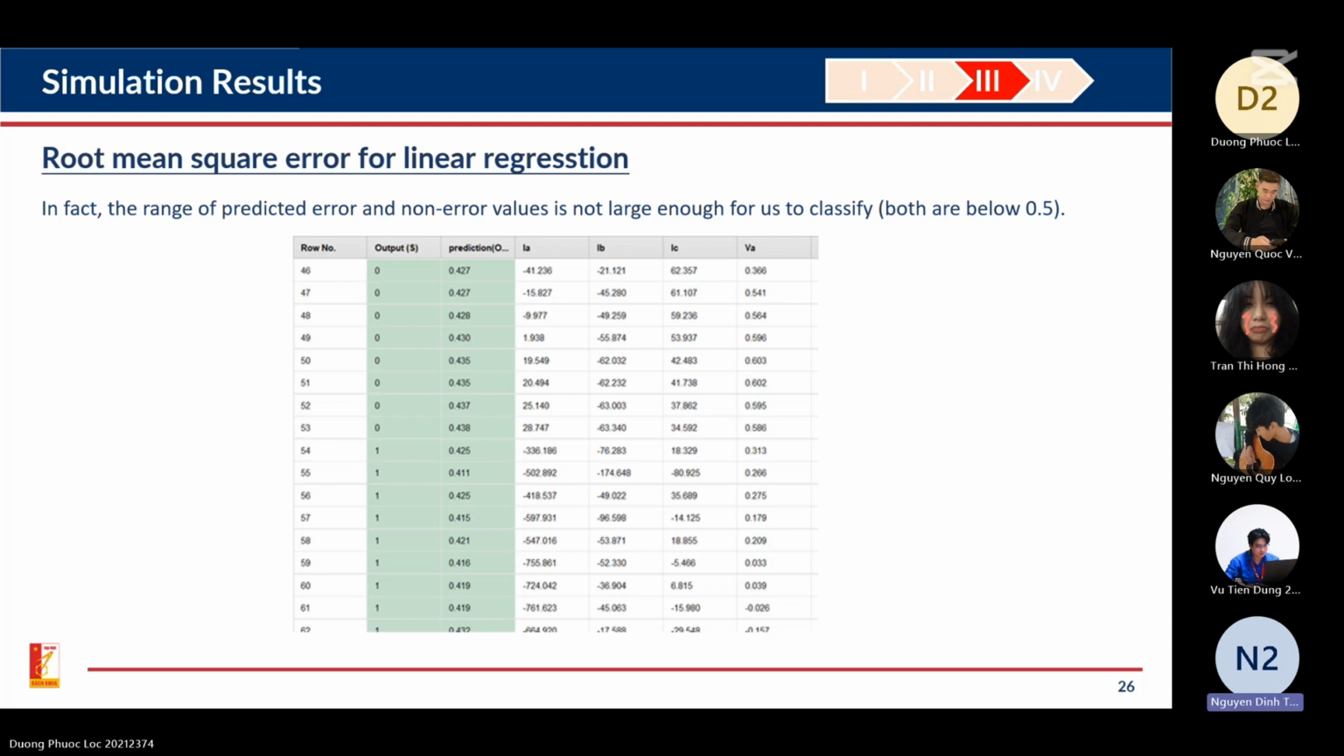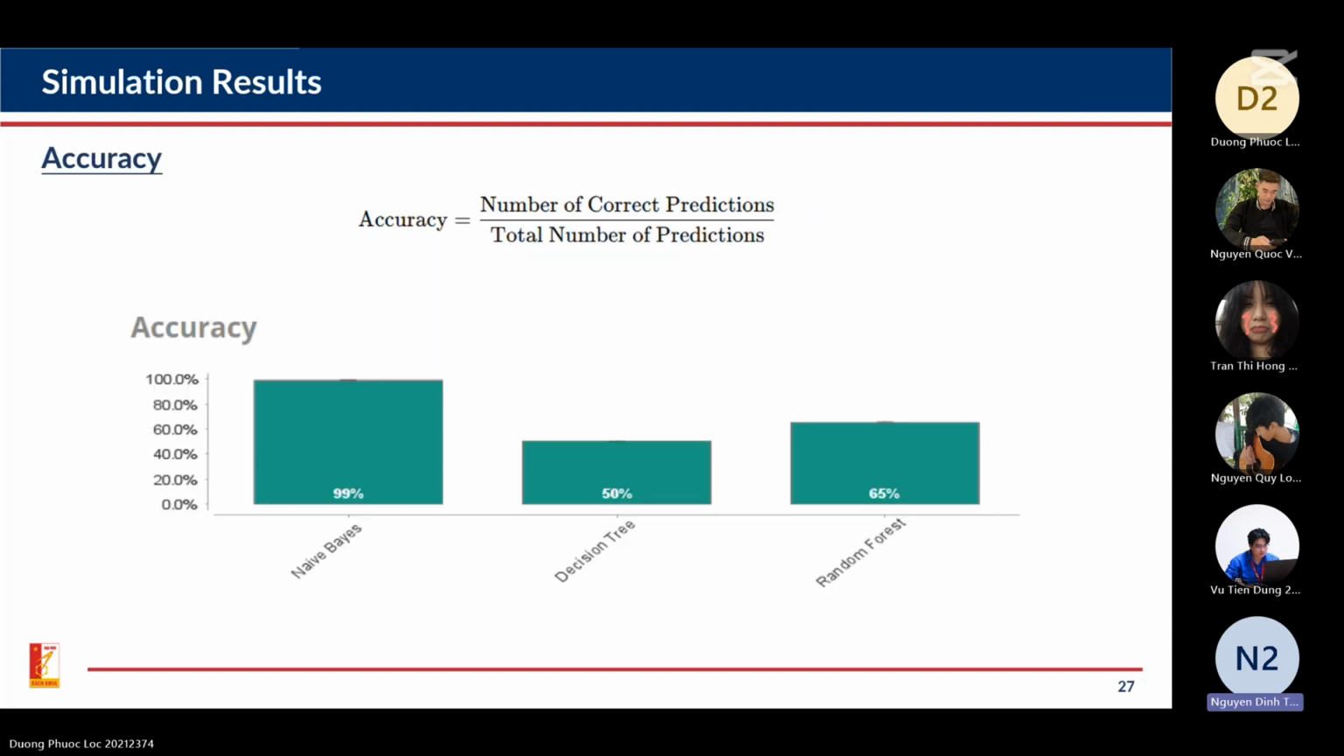In slide 27, we have the accuracies to compare the three algorithms. The accuracy formula is equal to the number of correct predictions divided by the total number of predictions. As you can see, Naive Bayes leads the accuracy. Next is random forest, and the last one is decision tree.